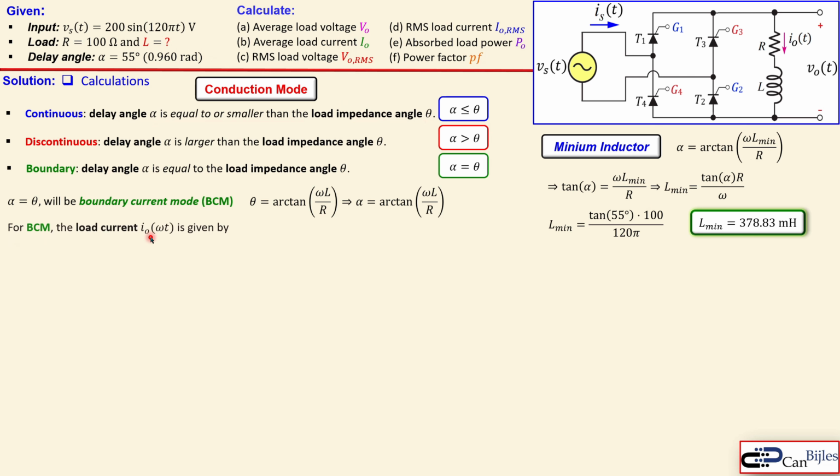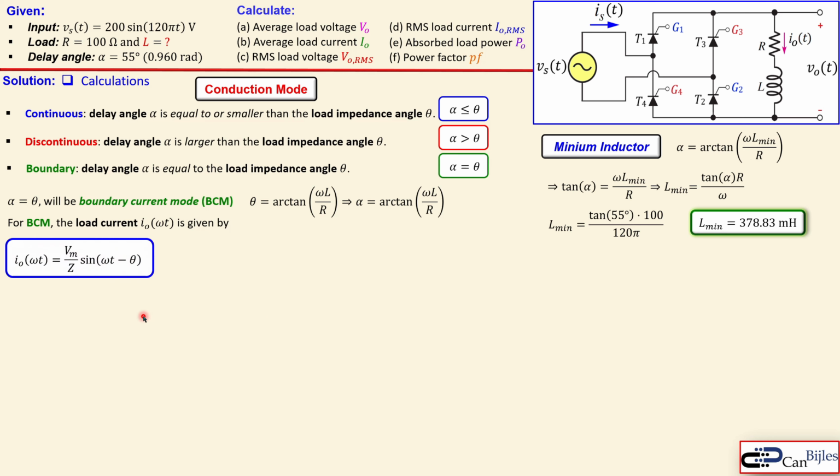Now for BCM, the load current expression is much simpler. That's shown here. You see Vm again, divided by the impedance, times the sine of omega t minus the load impedance angle theta. This is only valid between alpha and pi plus alpha. Then again here the impedance expression and the expression for the load impedance angle.